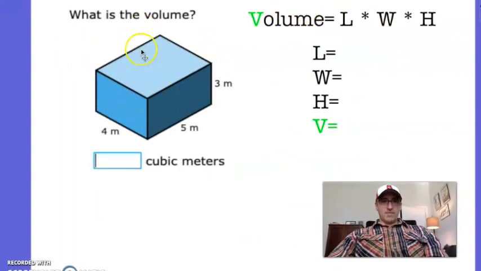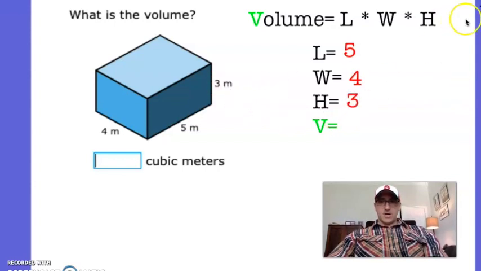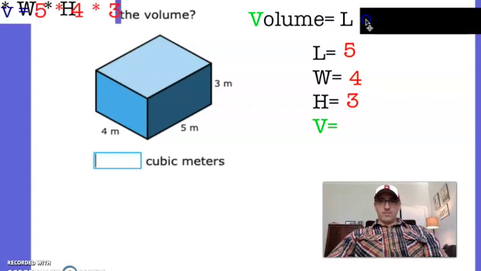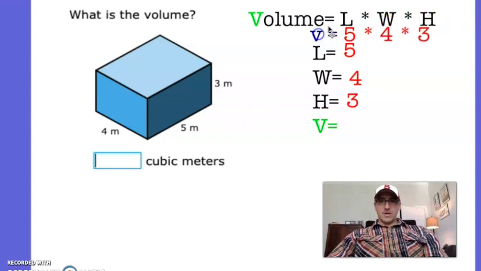So with this shape, I'm looking for the volume again, and I have a length of 5, a width of 4 meters, and it looks like a height of 3 meters. So I'm going to rewrite my formula by substituting in my numbers. 5 for length, 4 for width, 3 for height. 5 times 4 is 20.